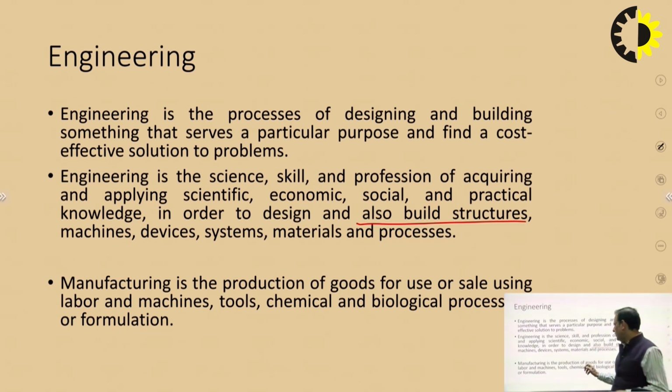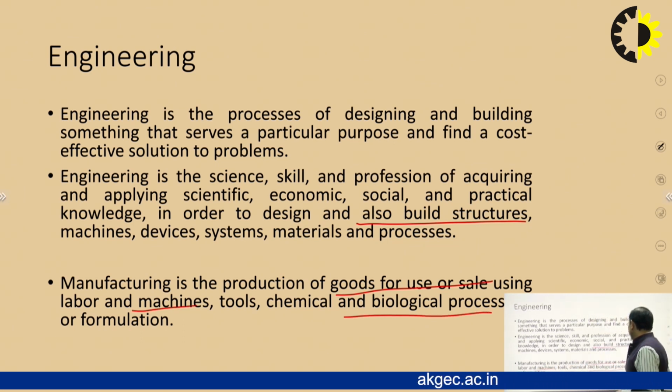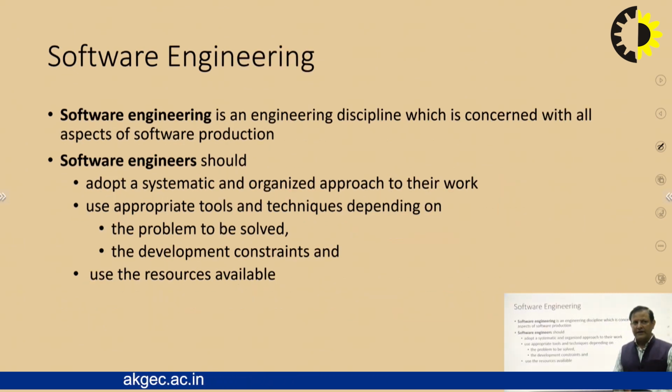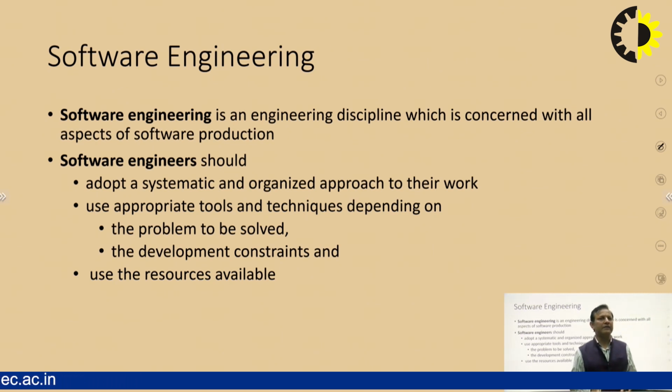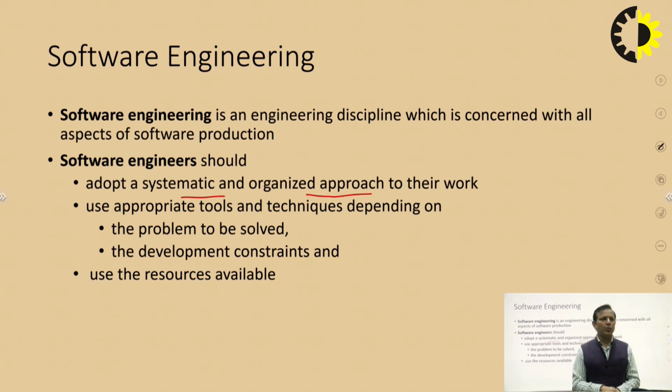Manufacturing is the production of goods for use or sale using labor and machines, tools, chemical and biological processing or formulation. So software engineering is basically the engineering discipline which is concerned with all aspects of software production. It should adopt a systematic and organized approach to its work. It must use appropriate tools and techniques depending on the problem we are going to solve and the development constraints. Use the resources available.